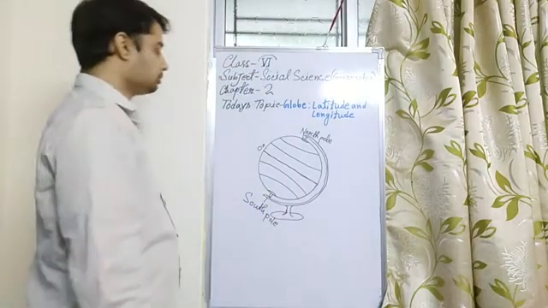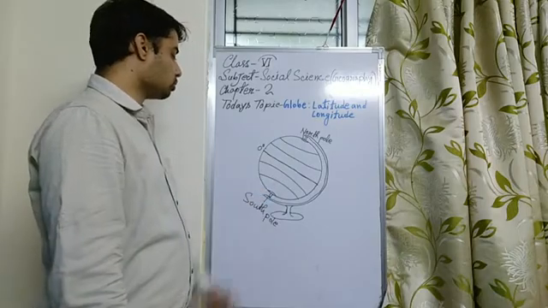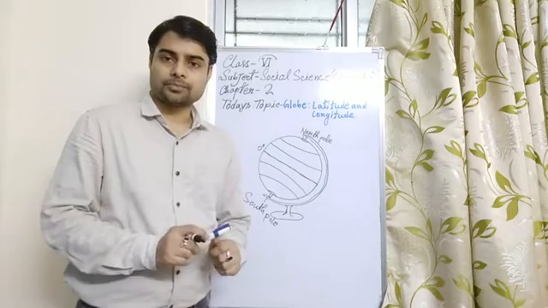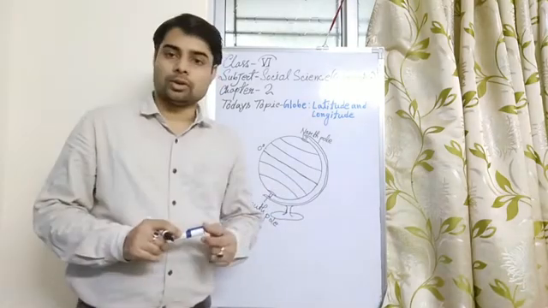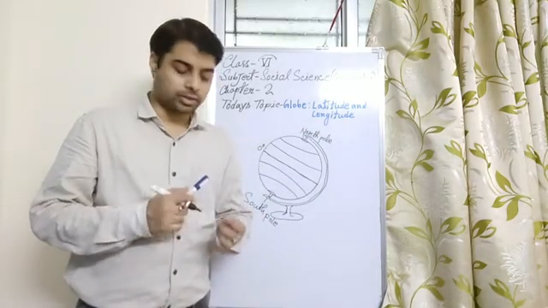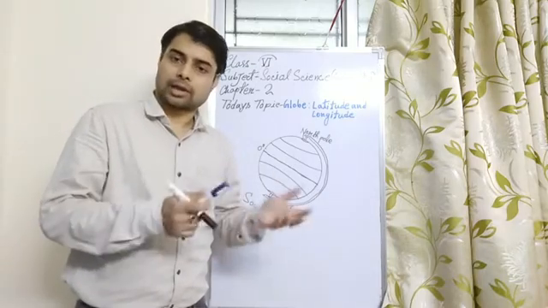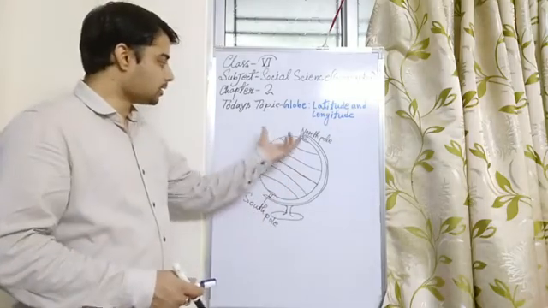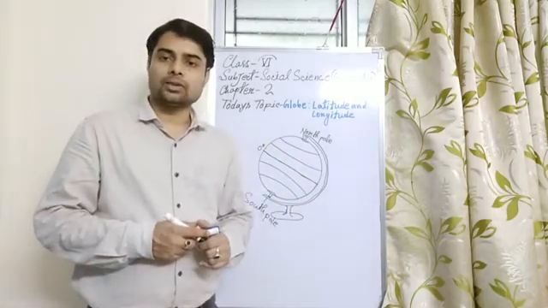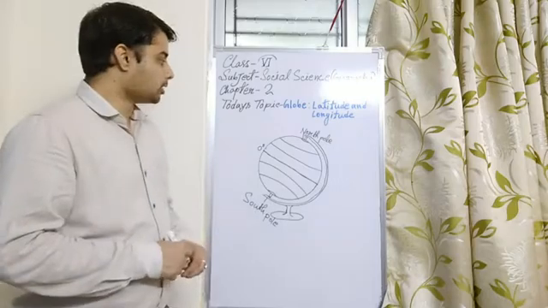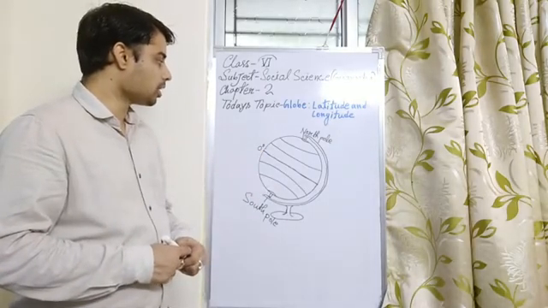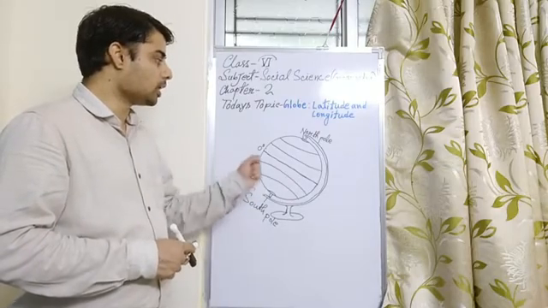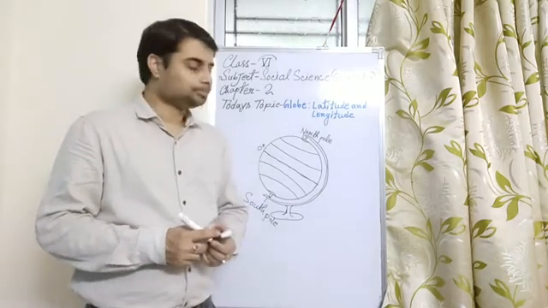So all the lines start from the equator to the North Pole and from the equator to the South Pole. These parallel imaginary lines drawn on the globe, as well as over the earth, are called the parallels of latitude.